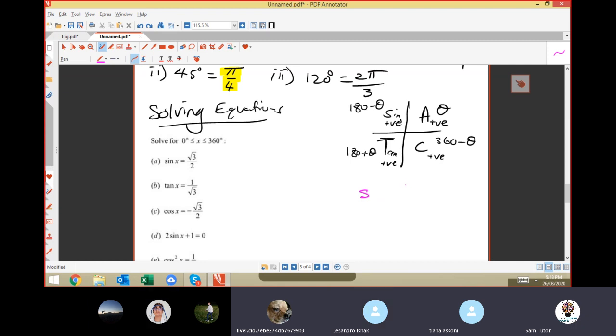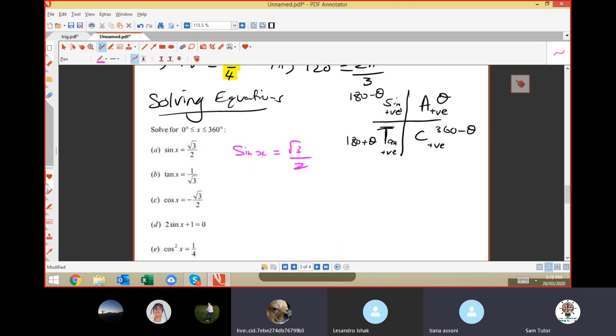Alright, so let's start solving this one here. Sine x equals √3 on 2. Step 1, we have to get rid of the sine. The opposite of sine is to inverse sine it, or shift sine. So x becomes inverse sine of √3 on 2.